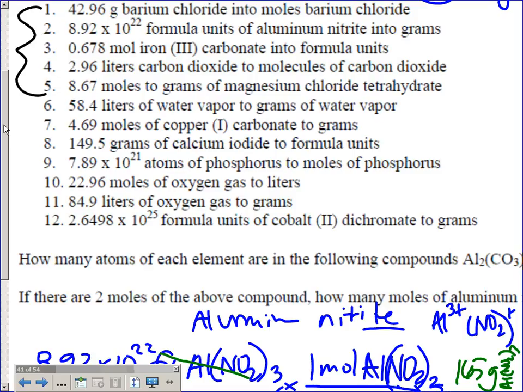Great. Did you get 4.08 times? Because it'll be 0.678 times 10 to times 6.02 times 10 to the 23rd. That's what it equals. 4.08 times 10 to the 23rd.